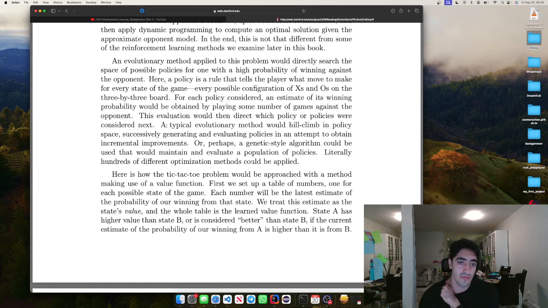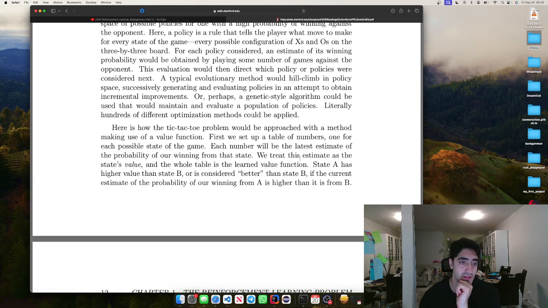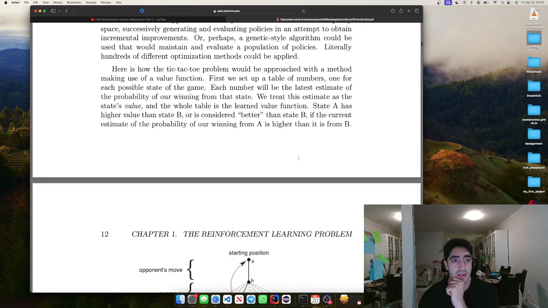A typical evolutionary method would hill climb in policy space, successively generating and evaluating policies in an attempt to obtain incremental improvements, or perhaps a genetic-style algorithm would be used that would maintain and evaluate a population of policies. Literally hundreds of different optimization methods could be applied.